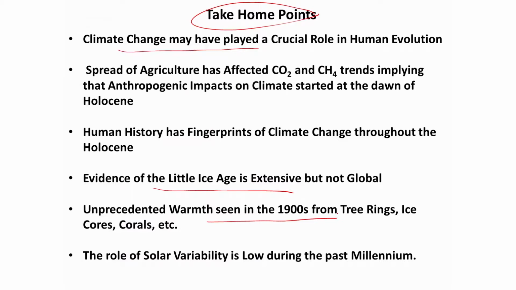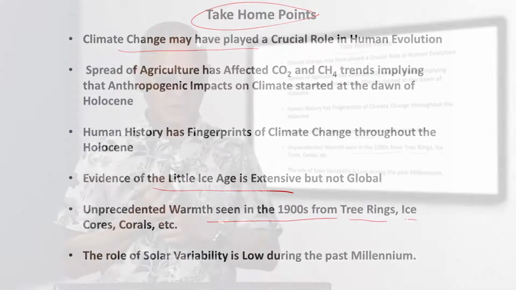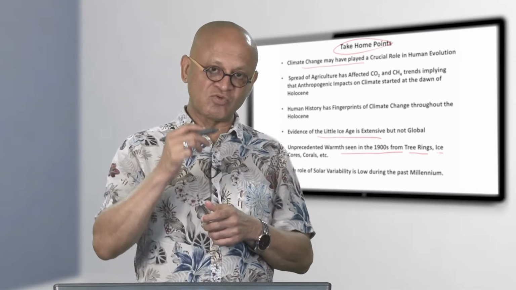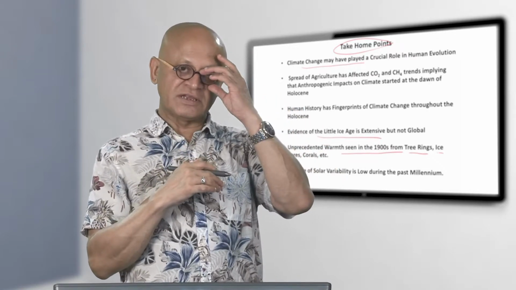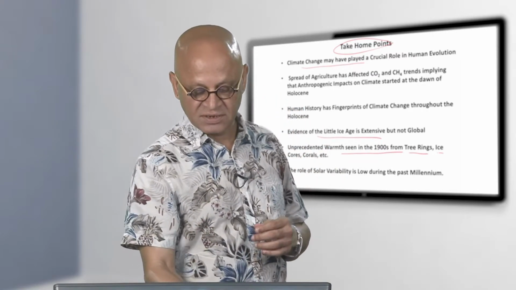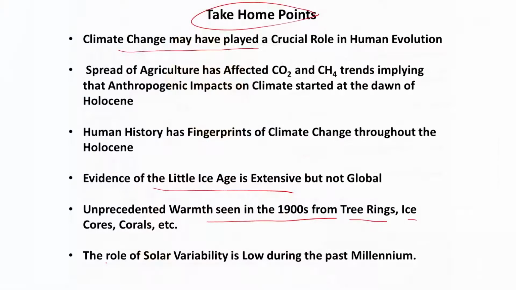Since the 1900s, there is unprecedented warming compared to the last 400,000 to 1,000,000 years that we can infer from the ice core records. More recent records like tree rings, corals, etc., tell us that we are warming quite rapidly and going past the range of natural variability that has happened for the past 10,000 years or so. The role of solar variability is low.